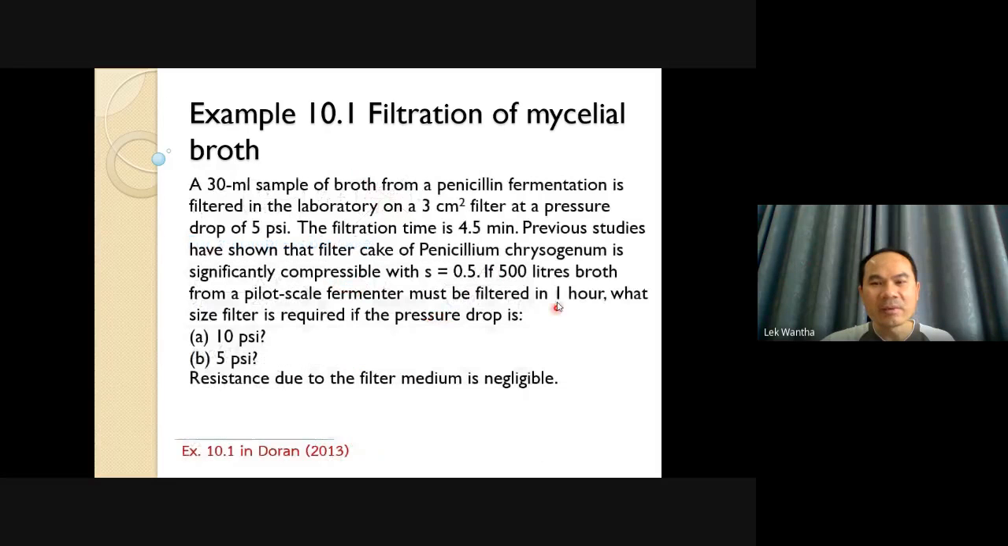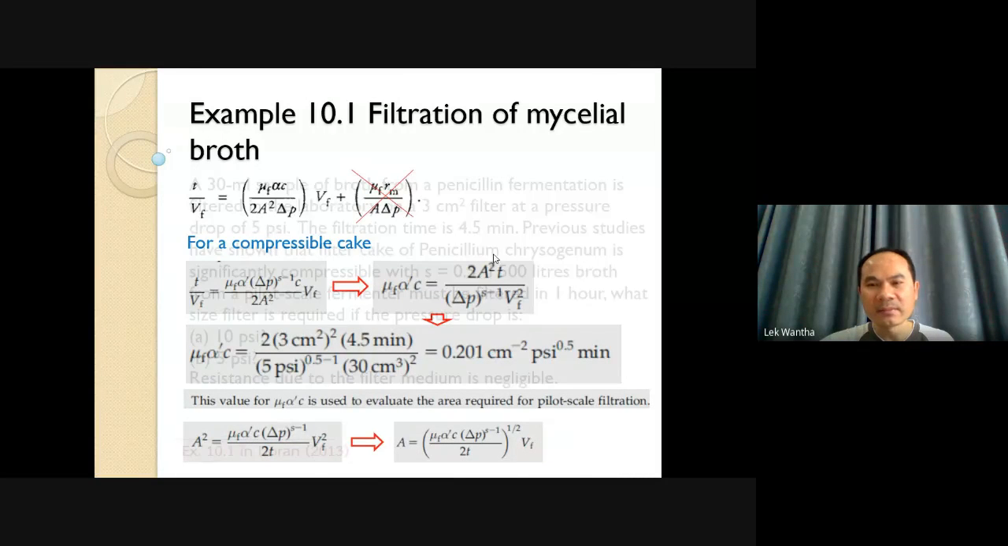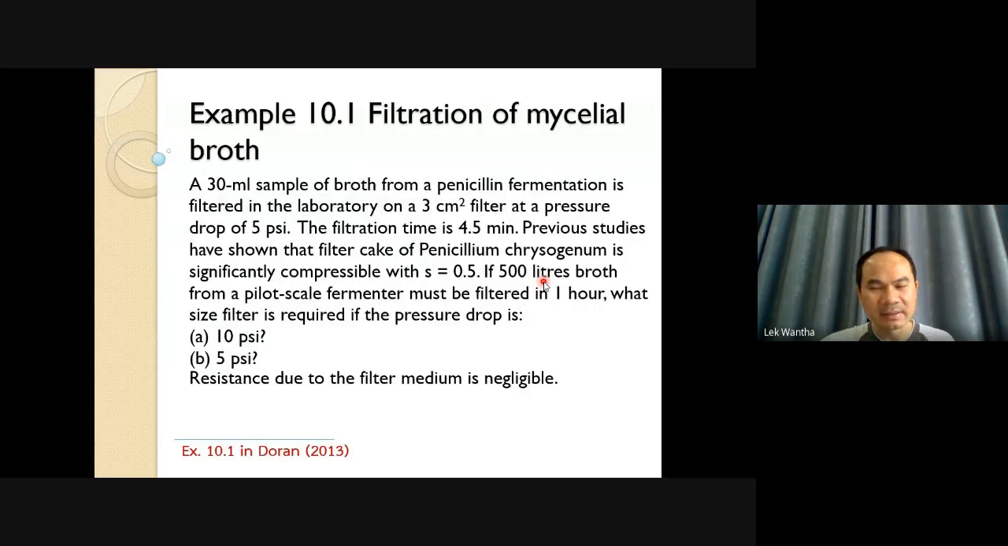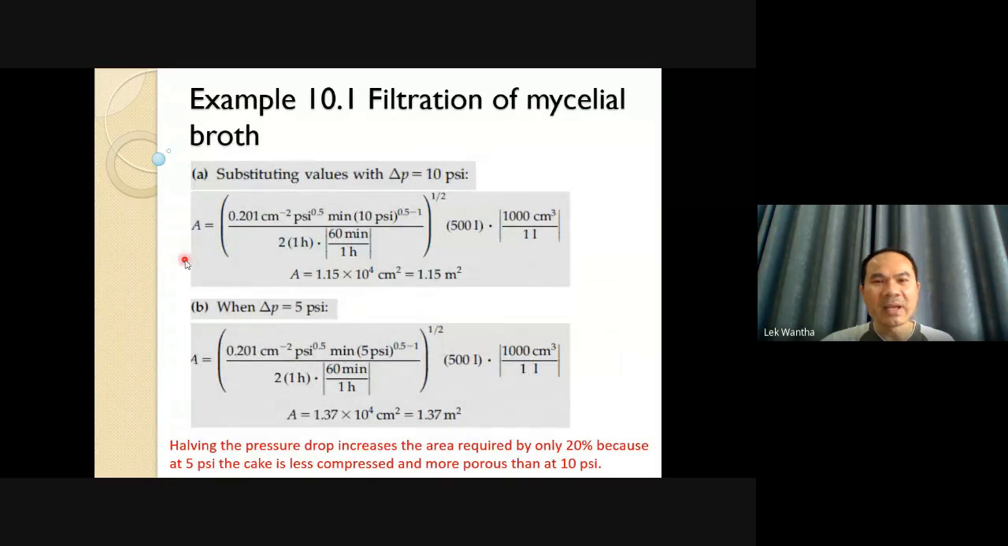For this case, we calculate based on 1 hour or 60 minutes. And Vf is 500 liters for the larger scale. Okay. You substitute delta P, you substitute Vf, you substitute T, you can calculate A. We have two cases, for 10 PSI and 5 PSI. You substitute 10, 5, you substitute this term, you substitute time, and sometimes you convert the unit. You're experts already in chemical engineering, now you convert the unit. Okay.